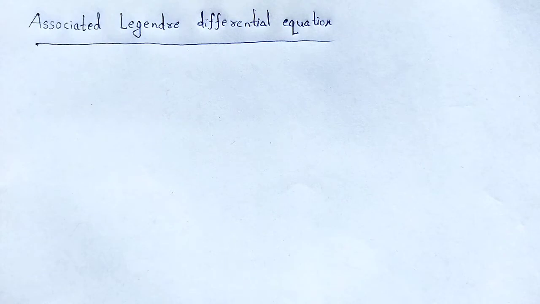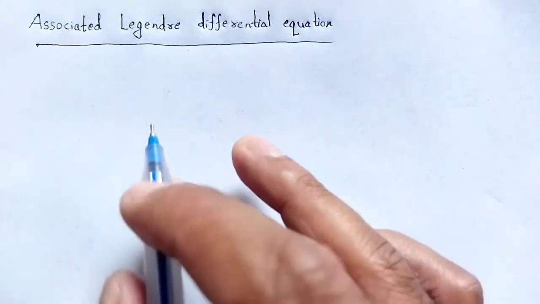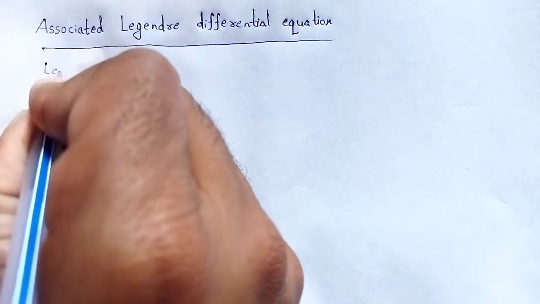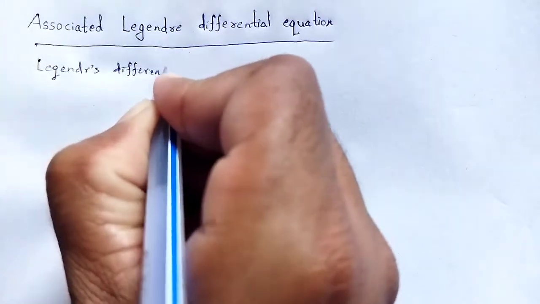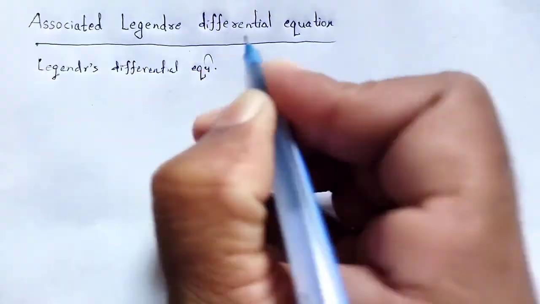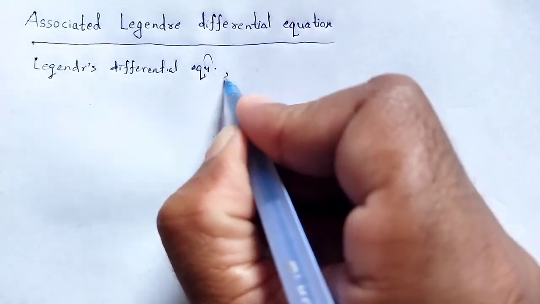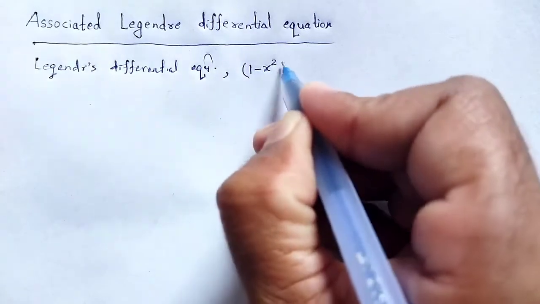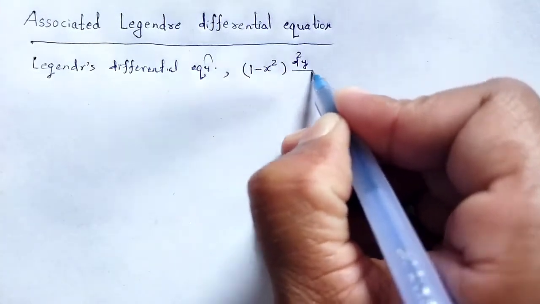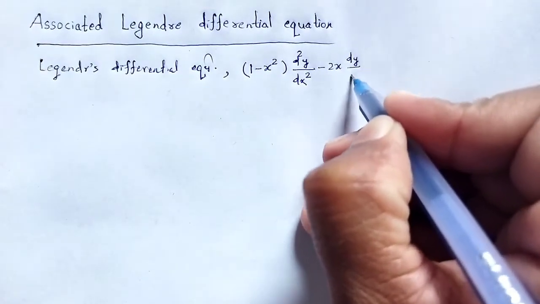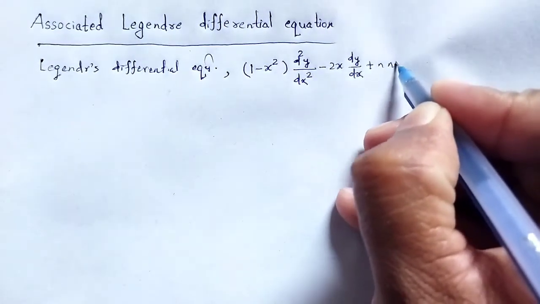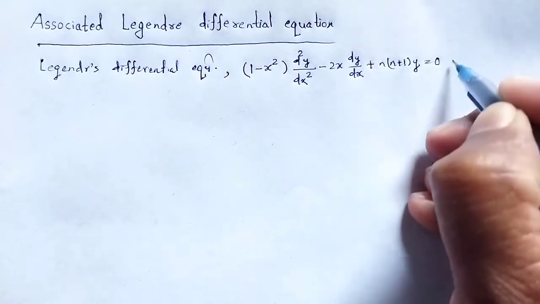In this video, we are going to discuss associated Legendre differential equations and polynomials. Let's begin. We know the Legendre differential equation is given as (1 minus x squared) d²y/dx² minus 2x dy/dx plus n(n+1) y is equal to 0.